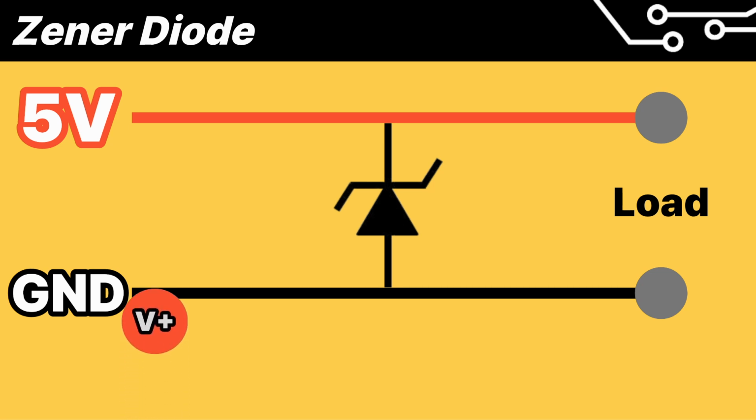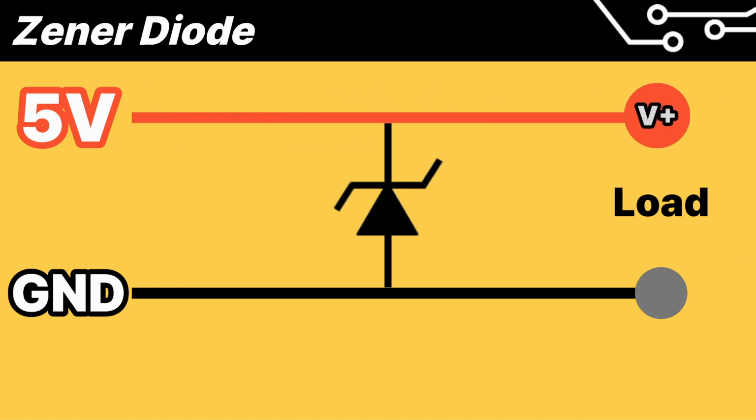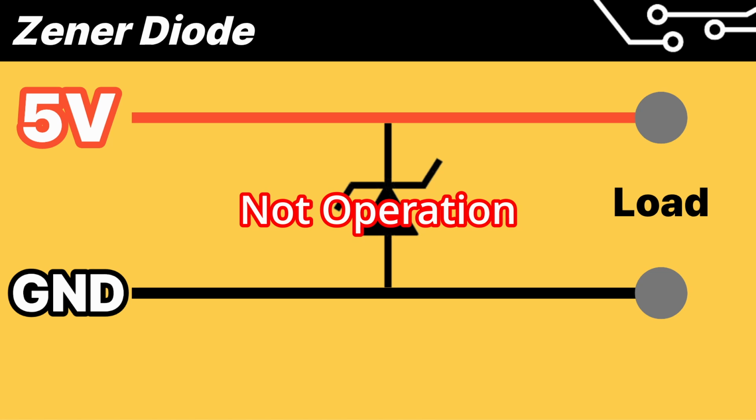First, let's assume the simulation where 5V is applied. The Zener diode allows currents to pass normally without any changes. Also, 5V is output normally to the load side. At this point, the Zener diode is not yet active.